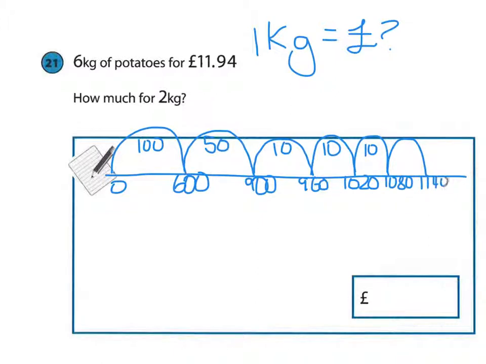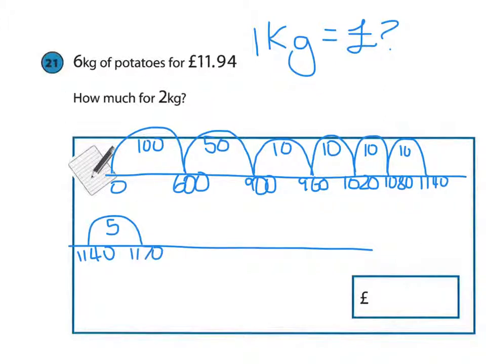1140. I'm just going to carry on my number line down here, because if we take out another chunk, we're on 1140. If I were to take another chunk of 60, it would actually take me to 1200, which is more than our 1194 up here. So I need to take out a smaller chunk this time. I'm going to take out a chunk of 5, so that's 30. 5 times 6 is 30. 1140 plus 30 is 1170.